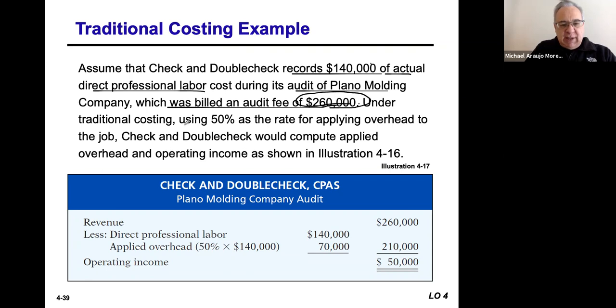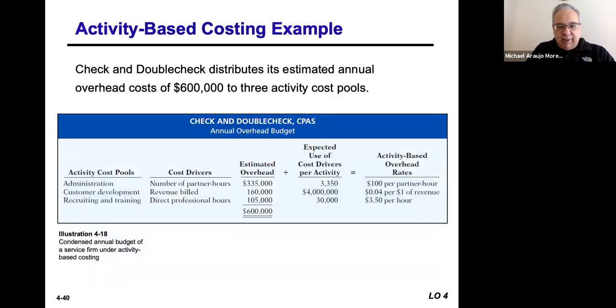Under traditional costing, using 50% for their overhead would be computed as you see here. 260,000 is their revenue for this job. Direct labor, as you see here, was 140,000. Applied overhead is 50% of that, 70,000. So their operating profit for this job was $50,000. 260 minus 210 gives you the profit. So that's using a traditional predetermined overhead rate of 50%. That's traditionally how they would do it.